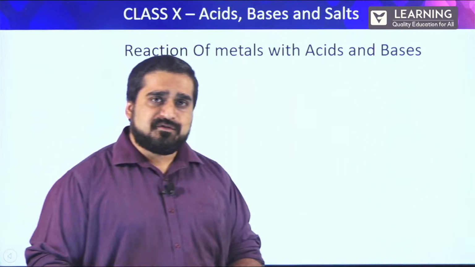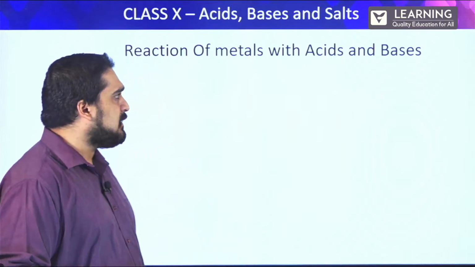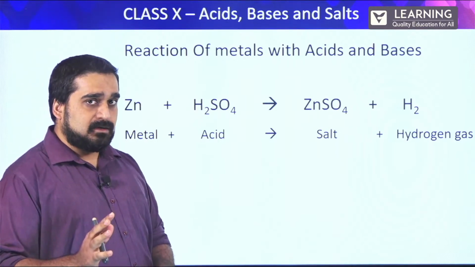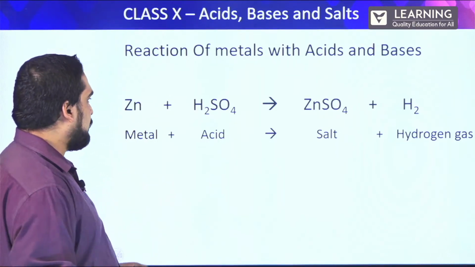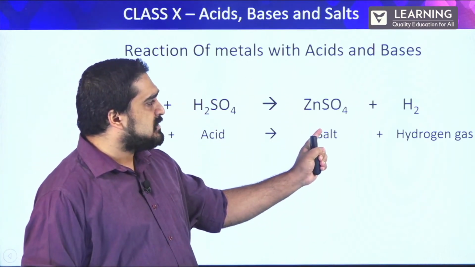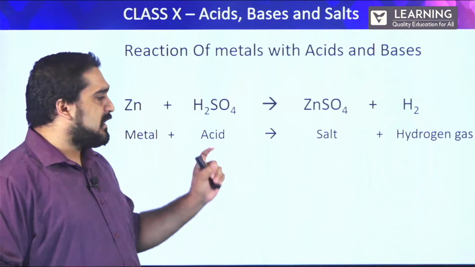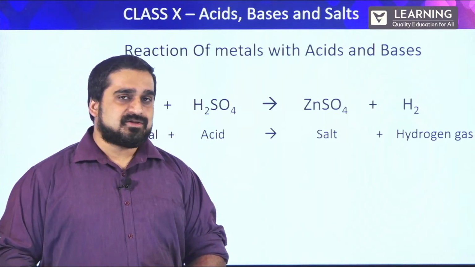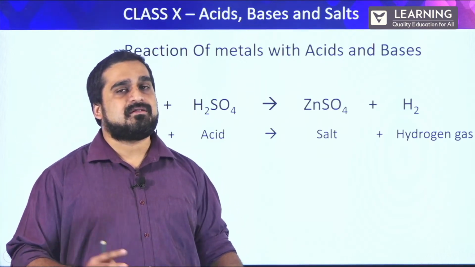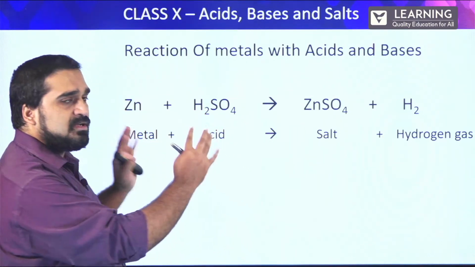So let us now move into the first type of reaction, which is the reaction of a metal with acids and bases. One such reaction is zinc metal reacting with sulfuric acid. Zinc reacts with sulfuric acid, giving you zinc sulfate plus hydrogen gas. Can you identify what type of reaction this is? There were different types of reaction that we discussed in the previous chapter on chemical reactions and chemical equations. Can you identify which category this falls under?